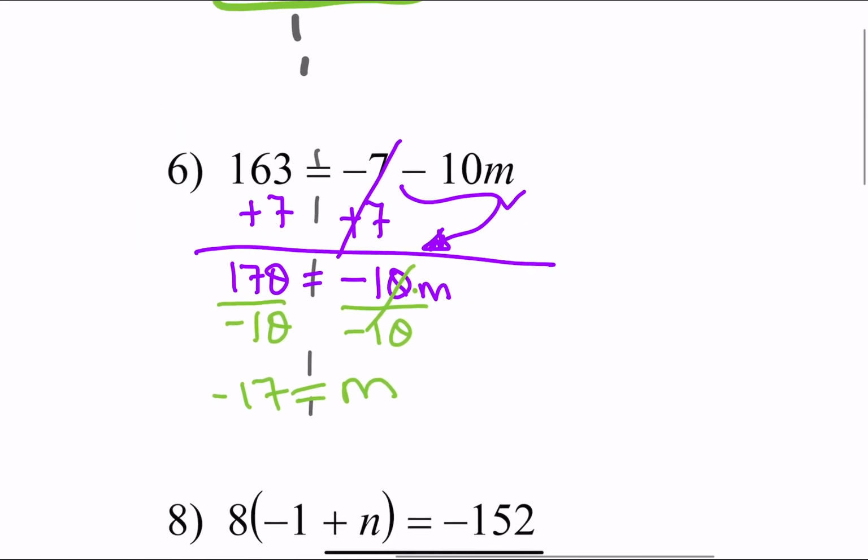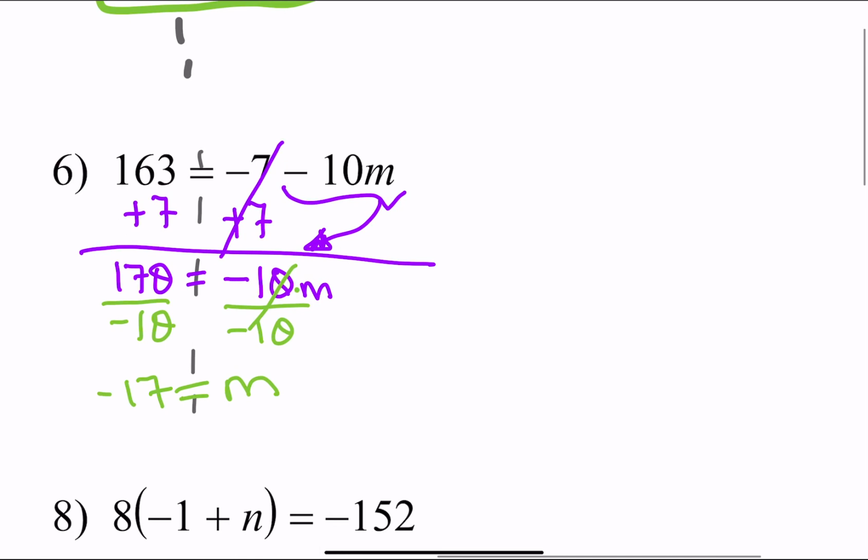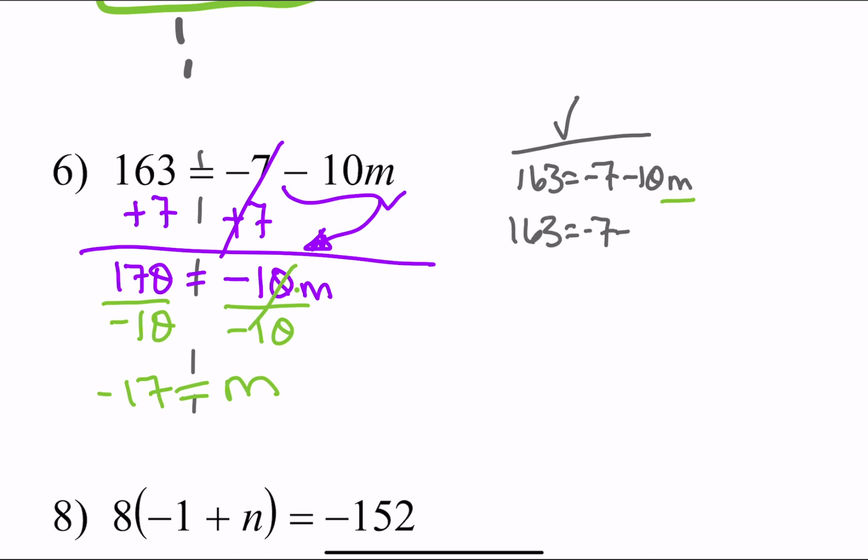Okay? Now, the reason why we do it in this order is, let's check our work real quick. So we're going to write the original equation. And now we know that m is negative 17. So let's replace that m with negative 17. So we have negative 10. Now remember, secret multiplication is happening between 10 and m. So we must continue to do multiplication. Okay? Now, we are now simplifying or evaluating.